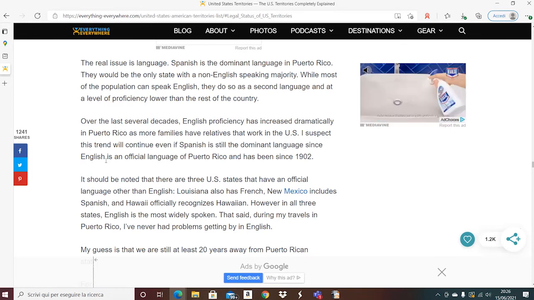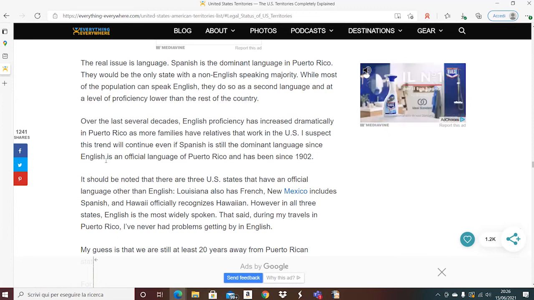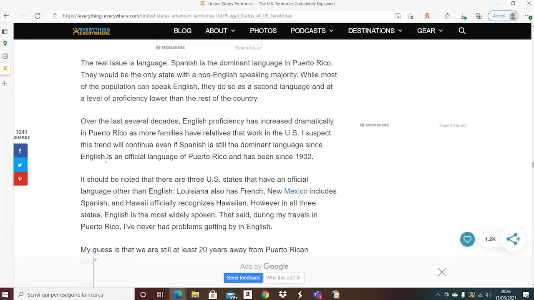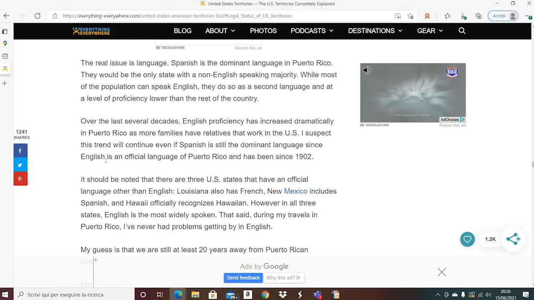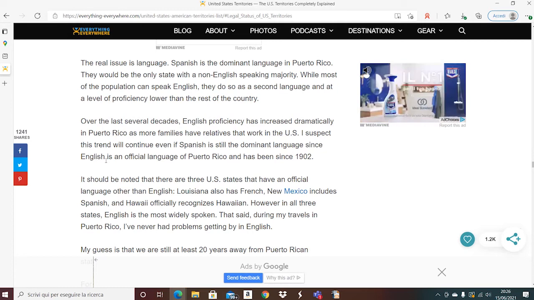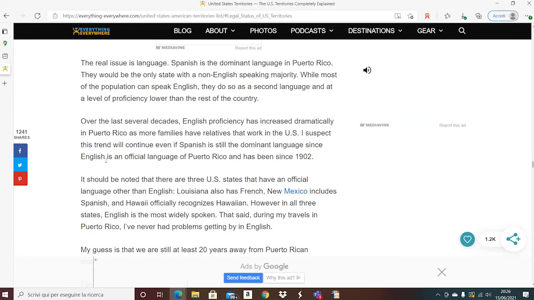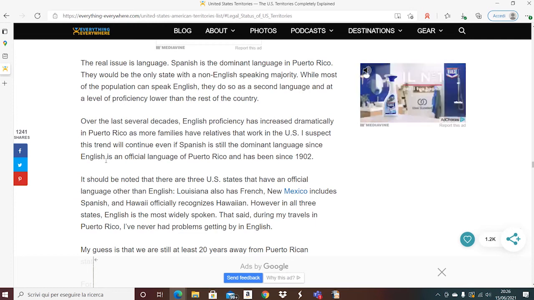It should be noted that there are 3 US states that have an official language other than English. Louisiana also has French, New Mexico includes Spanish, and Hawaii officially recognizes Hawaiian. However, in all three states, English is the most widely spoken. That said, during my travels in PR, I've never had problems getting by in English. My guess is that we are still at least 20 years away from Puerto Rican independence.